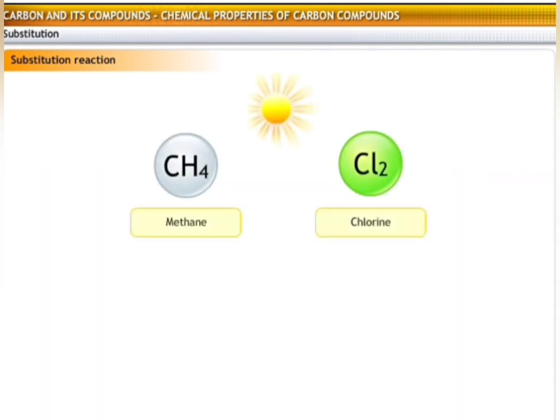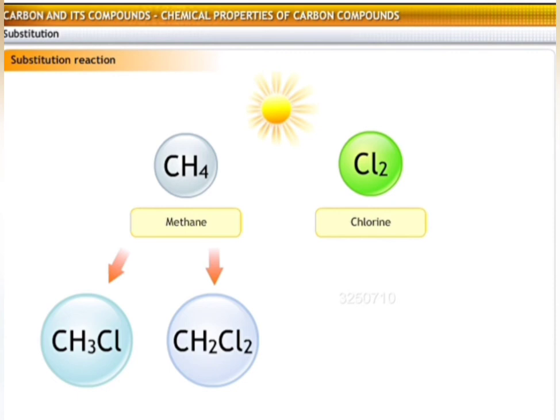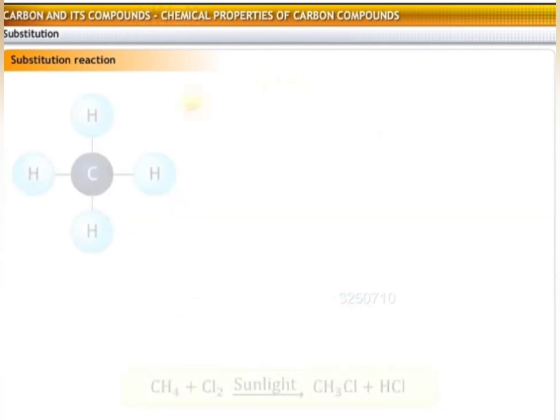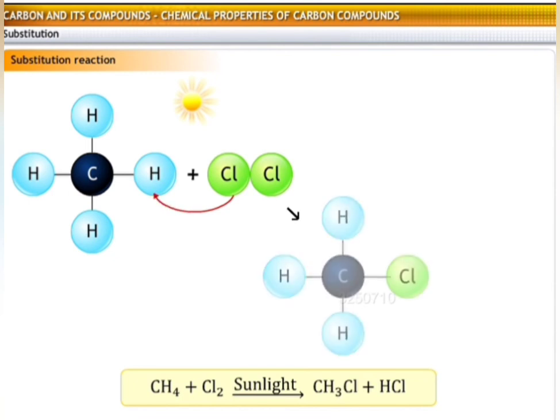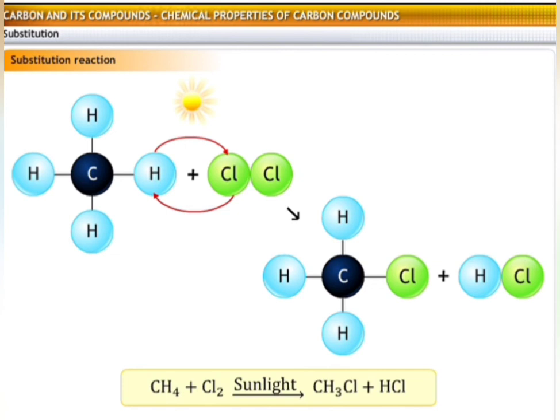When equimolar amounts of methane and chlorine react in the presence of sunlight, a mixture of chloromethane, dichloromethane, chloroform, and carbon tetrachloride is formed. In this reaction, chlorine substitutes the hydrogen atoms one by one. Initially, chlorine replaces one of the hydrogen atoms and forms methyl chloride or chloromethane.